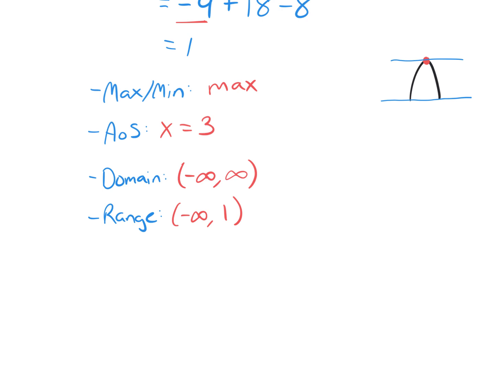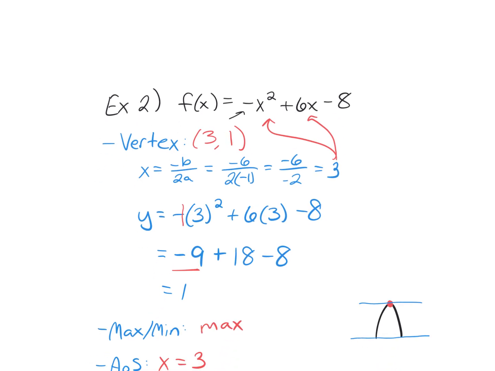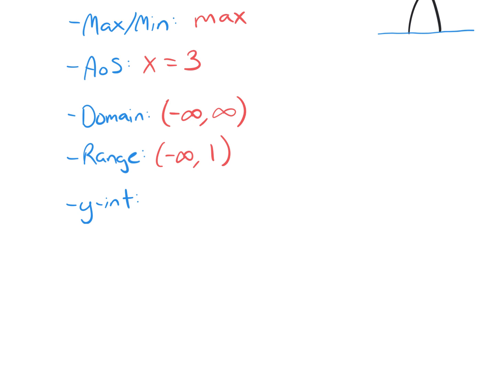What's after range? Y-intercept. Where is that y-intercept going to come from? C, which is negative 8. How do I write my answer for y-intercept? X equals negative, or 0, negative 8. 0, negative 8.